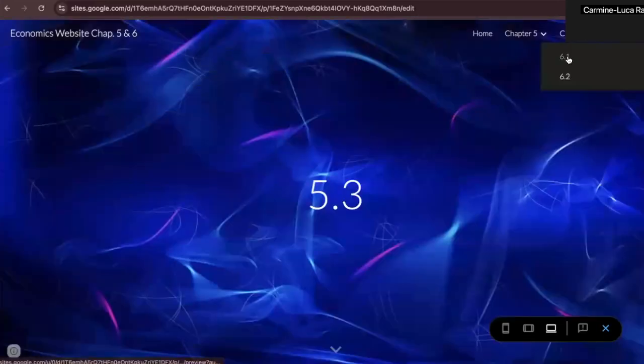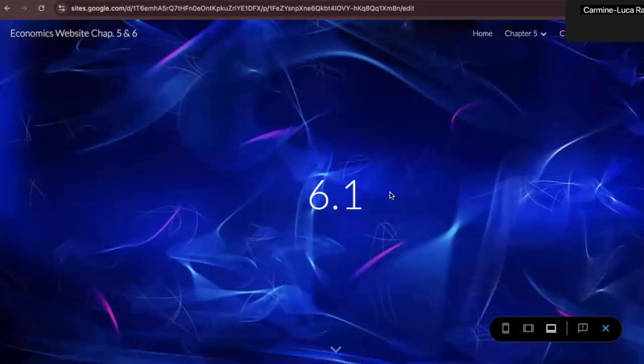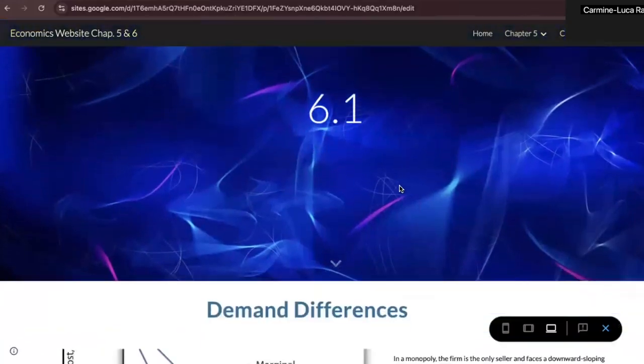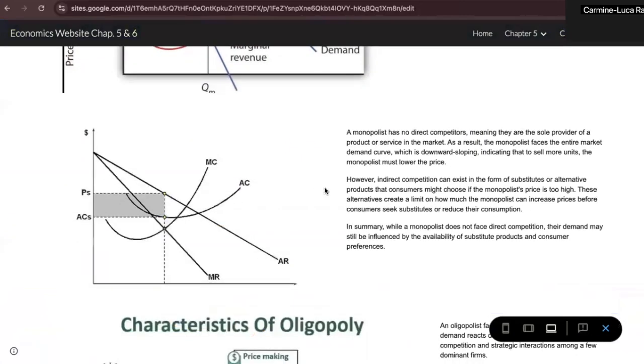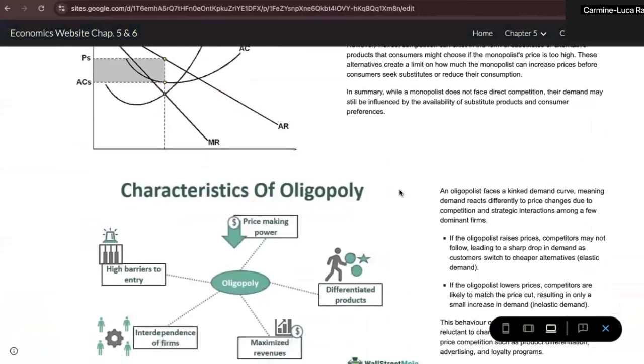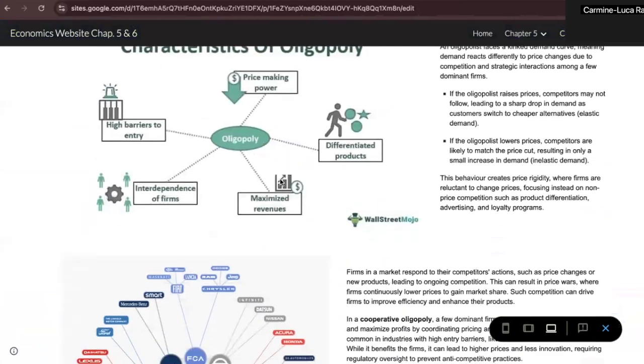The next part of my website is chapter 6, and the first part about it is 6.1. 6.1 talks about demand differences and mainly focuses on monopolies and oligopolies. So the first part about it is the monopoly demand curve. So you'll see here where the monopoly makes profit. Some examples, some more graphs about monopolies, then characteristics of oligopolies.